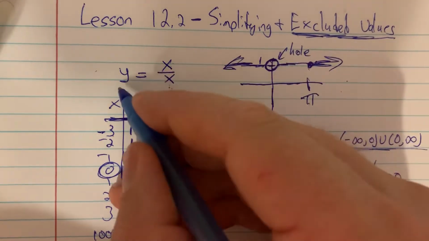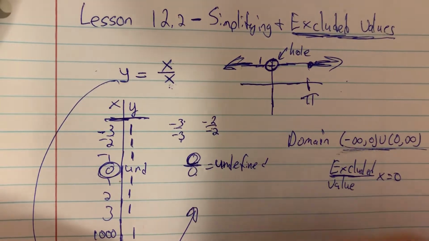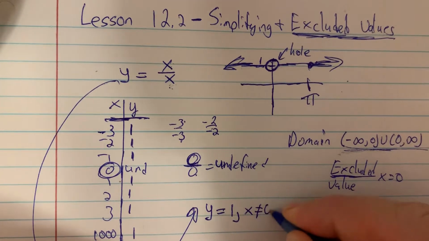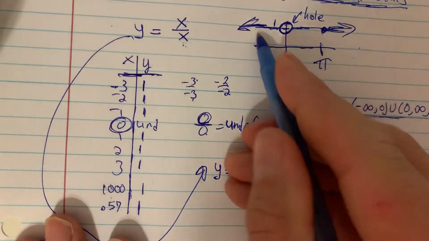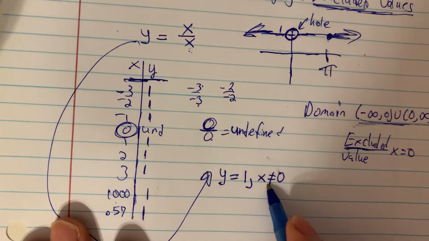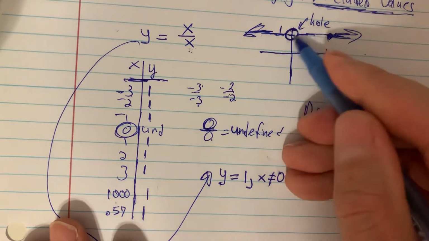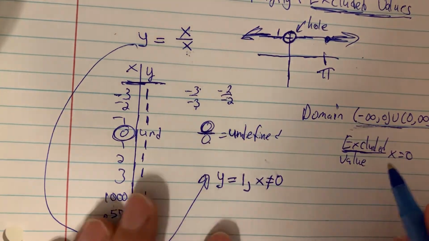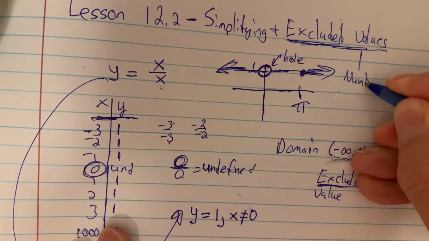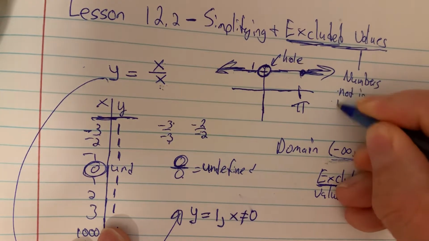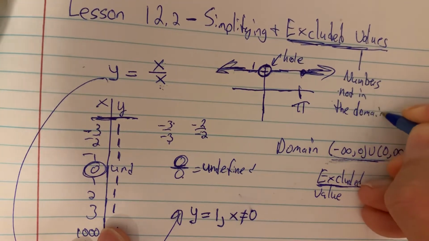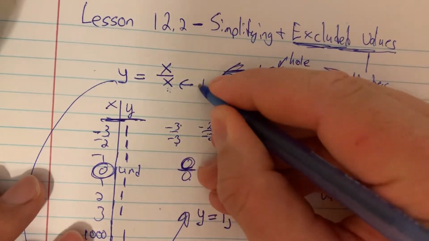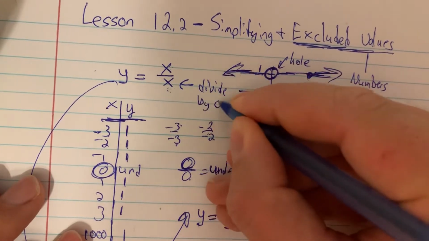And so what's interesting is that this function, and we'll talk about this more next class, this function is y equals 1 as long as x does not equal 0. So the function is just y equals 1, which is a horizontal line, but only when x is not equal to 0. When x is equal to 0, there's no value, it's undefined. So that's what we mean when we say excluded values: numbers that are not in the domain, numbers that are undefined. And in rational functions, it'll happen whenever we divide by 0.